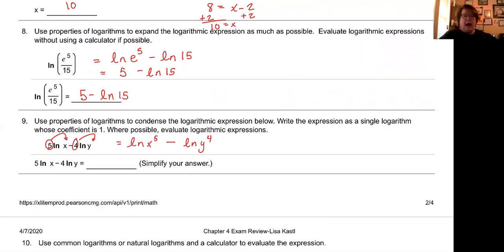So now I have the difference of two logarithms. If I have the difference of two logarithms, I can write that as the logarithm of a quotient of those two things. So I can write this as the natural log of x to the 5th over y to the 4th.